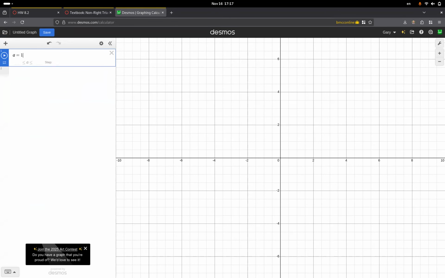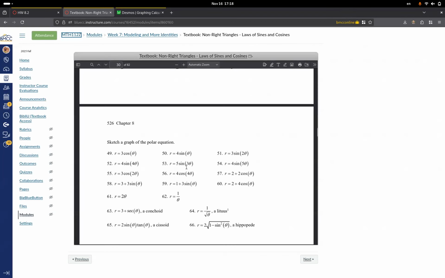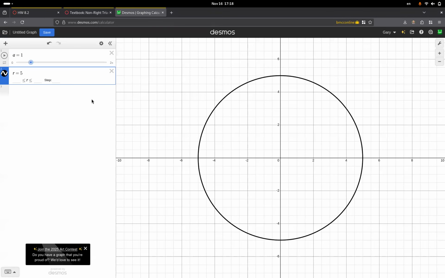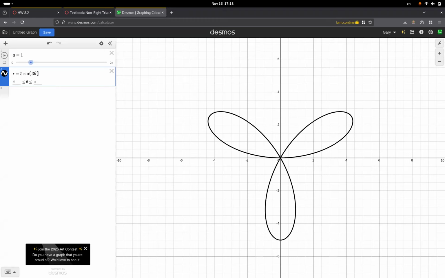So I'm going to use the variable a. I'm going to start it at 1, and I'm going to let it go for now from 0 to 2 pi. And I'm not going to worry about the step. Then I'm going to enter my polar function as r equals 5 sine of 3 theta, and we just spell out theta. And so it'll draw the graph for me.